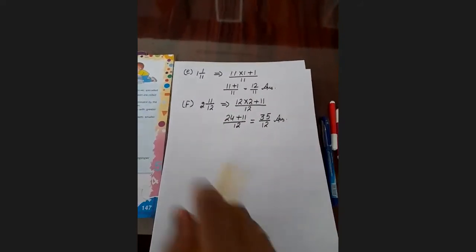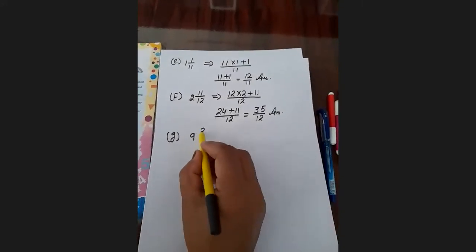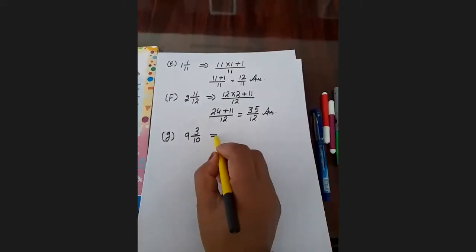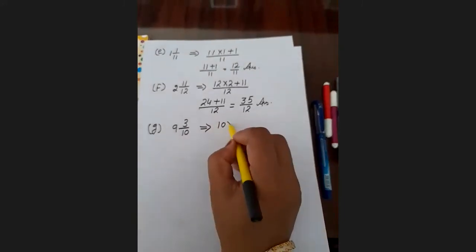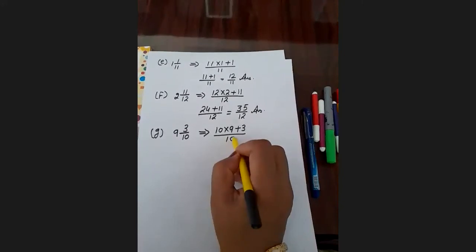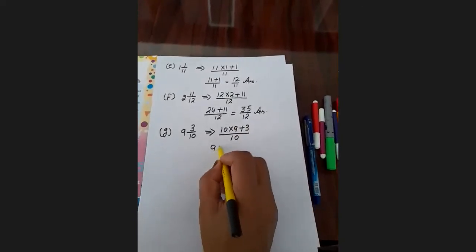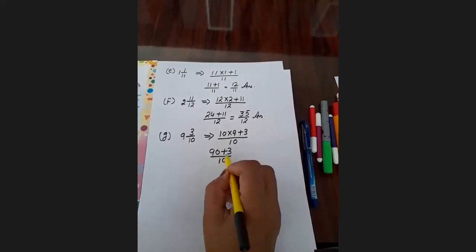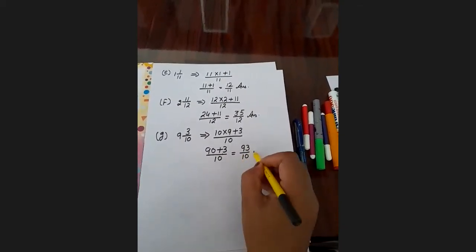Next is part G. 9, 3 upon 10. 10 multiplied by 9 plus 3 upon 10. 10 multiplied by 9, 90 plus 3. 90 plus 3, 93 upon 10.